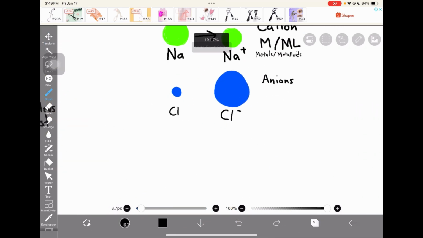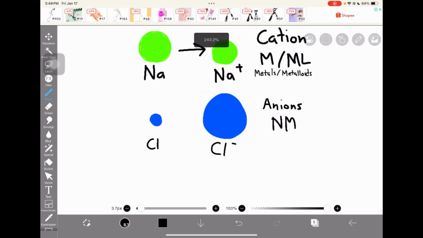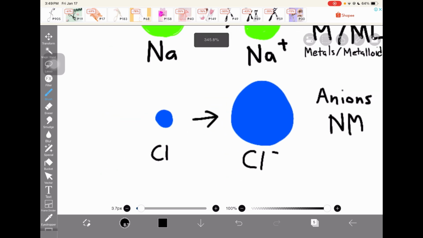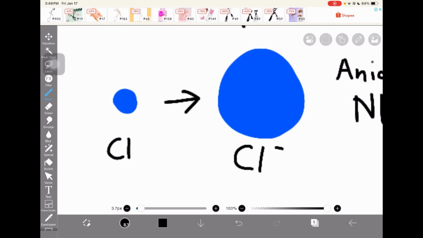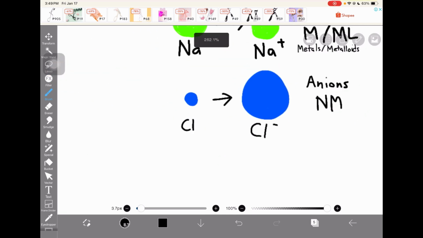However, anions are for nonmetals. This is when they gain electrons and end up getting bigger. Once again, it messes up the charge, because since you gain an electron, now there's an imbalance of electrons and protons. Hence, we put the negative symbol here.